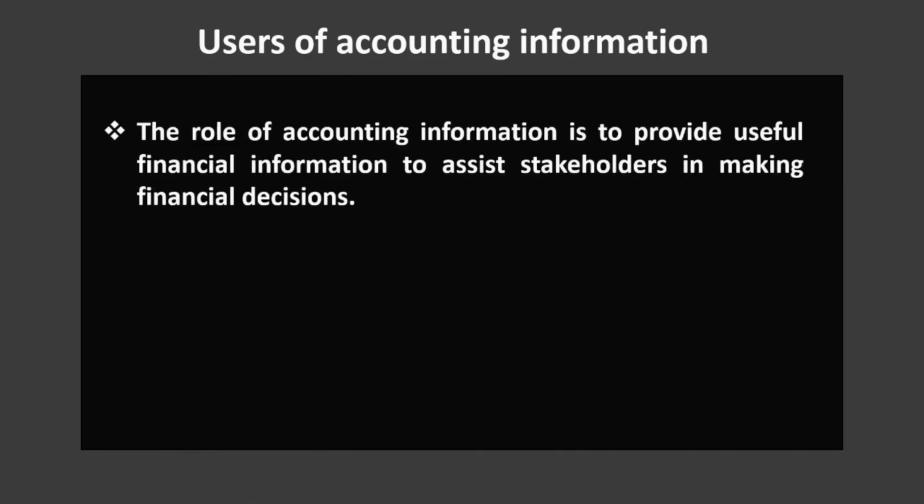Uses of accounting information. The role of accounting information is to provide useful financial information to assist stakeholders in making financial decisions. So why are we collecting this information? This information is actually collected to prepare some accounting statements, some financial statements, to make it usable to some person. What do you think? Do you need these financial statements or financial information?